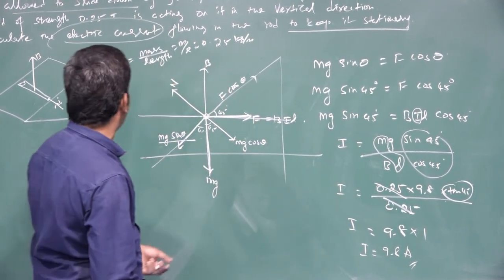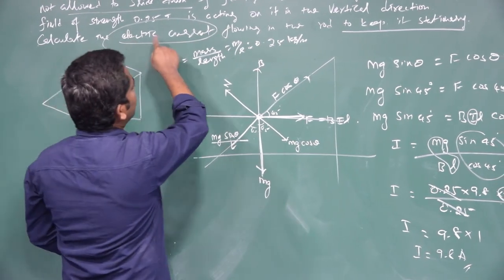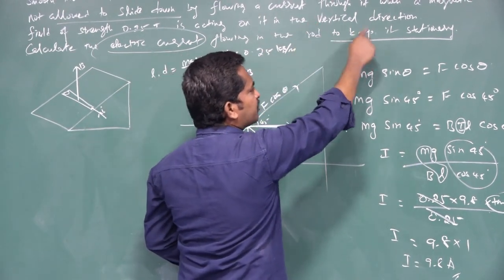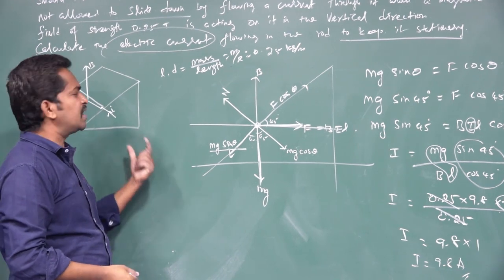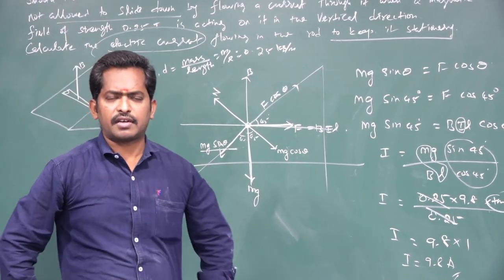If 9.8 ampere current flows through the rod, it will keep the rod stationary. This is a very important problem. Practice it. Thank you.